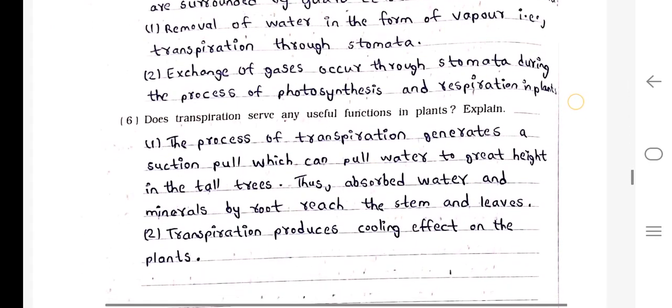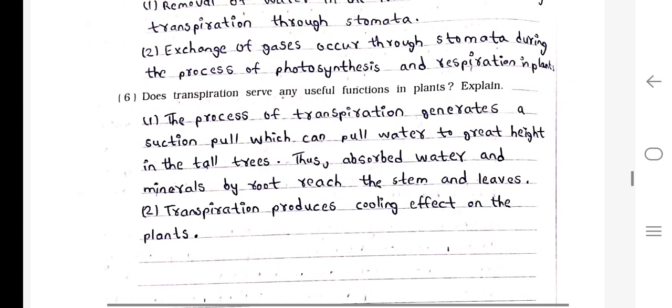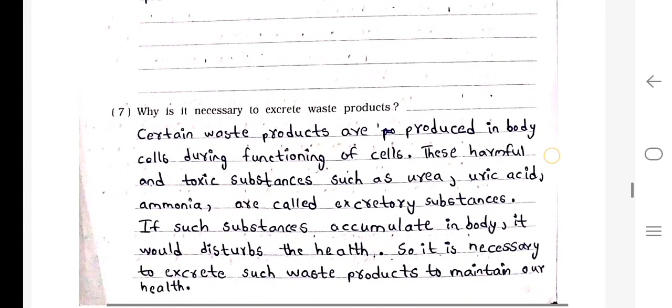Number 6. Does transpiration serve any useful function in plants? Explain. Answer. 1. The process of transpiration generates a suction pull which can pull water to great height in tall trees. Thus, water and minerals absorbed by roots reach the stem and leaves. 2. Transpiration produces a cooling effect on the plants.